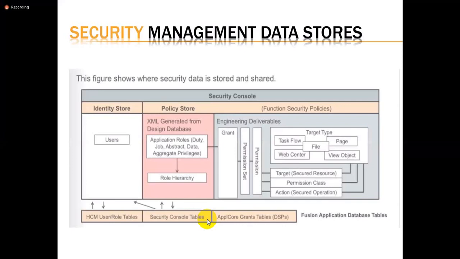security data storage. Now, what happens? All our security data will be stored in 4 places actually. One is HCM user and role tables. Second thing is security console tables. Third thing is application core grant tables. All these tables won't be visible to the outside world. Everything will be maintained in the security console. Security console is the only one we see externally, but behind that, all these things will be stored.